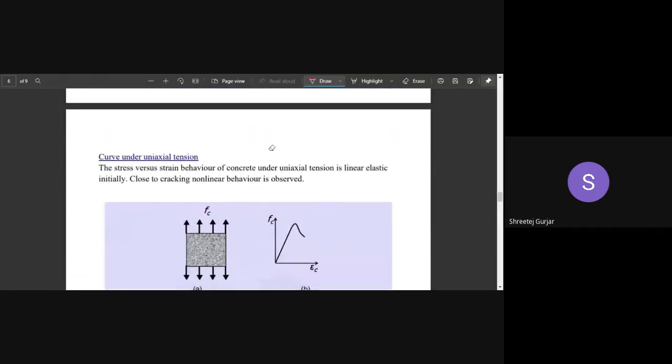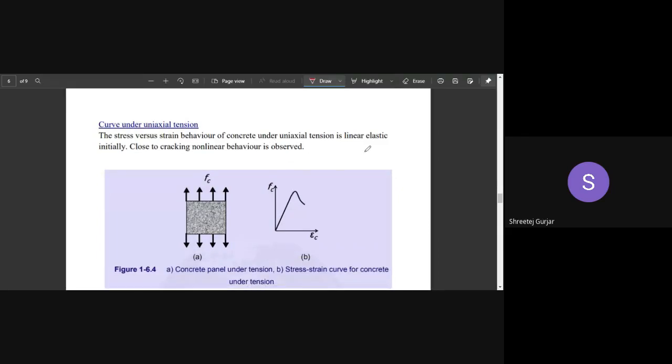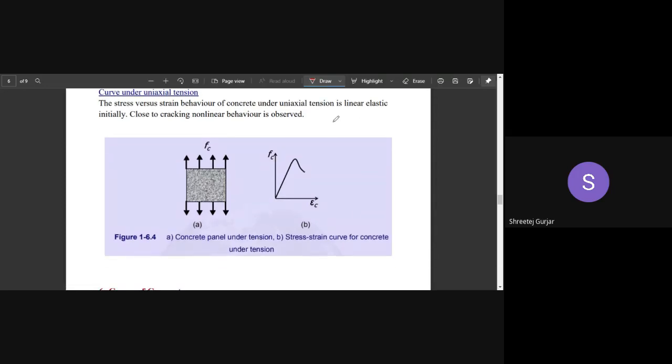So coming to your next part under stress strain curve, that is the curve under tension. What we have studied in your previous curves were for compression. Now this curve is for your tension. Your stress strain behavior of concrete under uniaxial tension is linear elastic initially. You can see it is linear and it is elastic. It is straight and it is elastic initially. But coming close to cracking, it becomes non-linear and becomes descending.